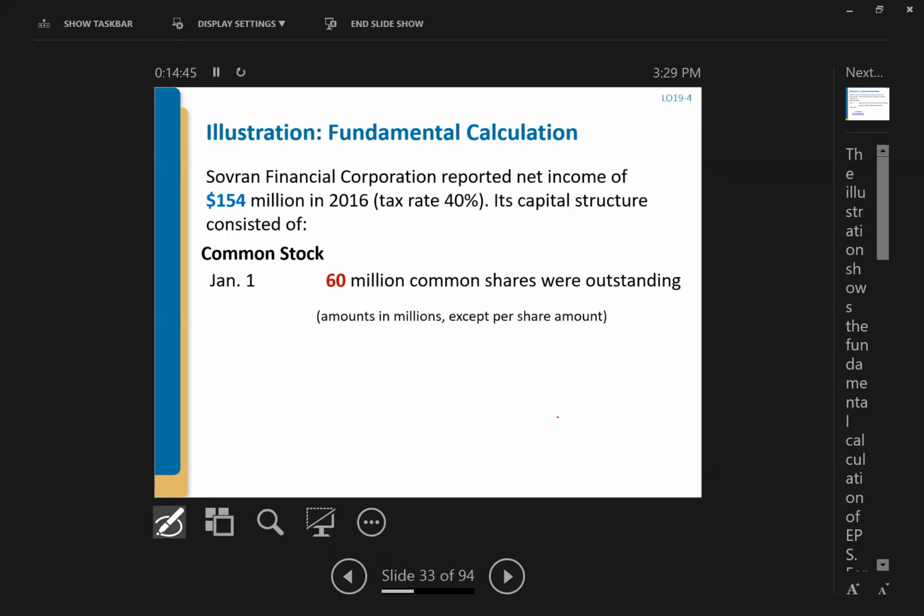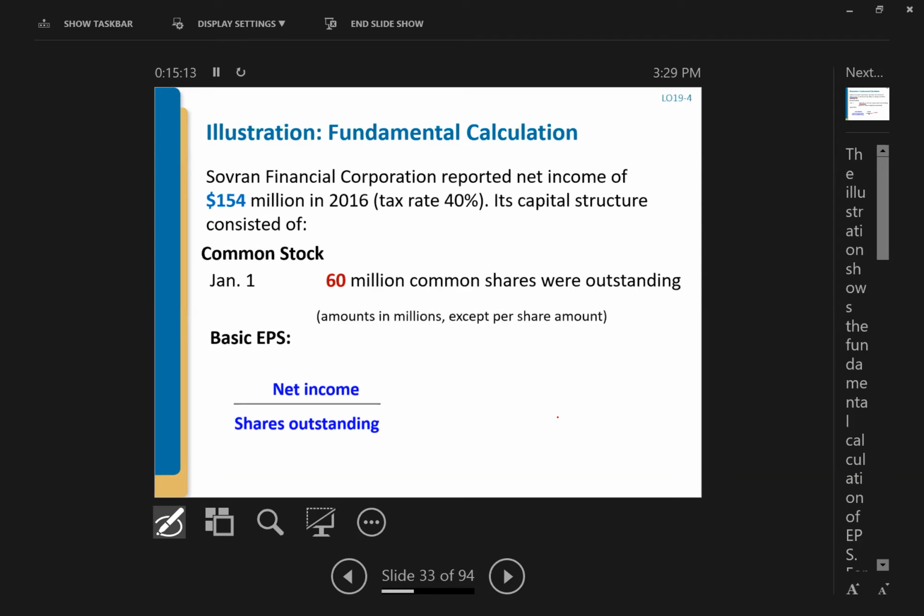So our first illustration, Soran Financial Corporation reported net income of $154 million in 2016. Their tax rate is 40%. All right. Its capital structure consists of, at the beginning of the year, 60 million shares outstanding. However, actually not however, we're going to change that.